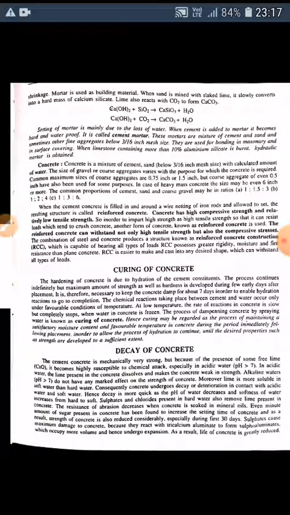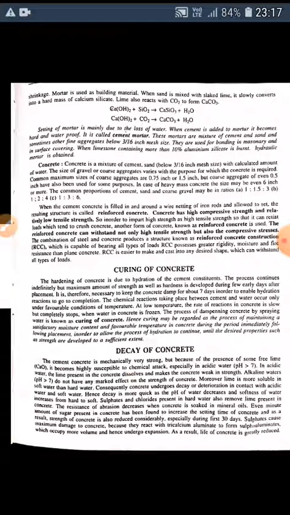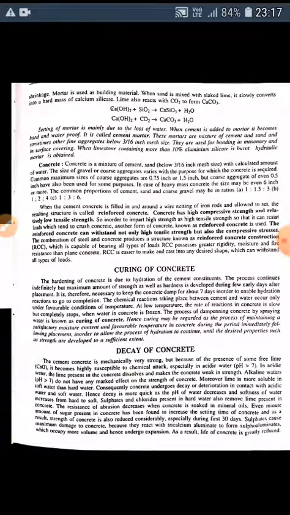The cement concrete is mechanically very strong, but because of the presence of some free lime, that is calcium oxide, it becomes highly susceptible to chemical attack, especially in acidic water. In acidic water, the lime present in the concrete dissolves and makes the concrete weak in strength. Alkaline waters do not have any marked effect on the strength of the concrete. Moreover, lime is more soluble in soft water than hard water.